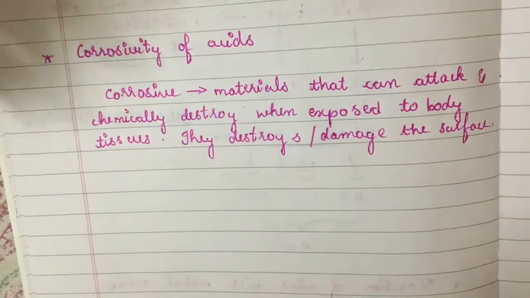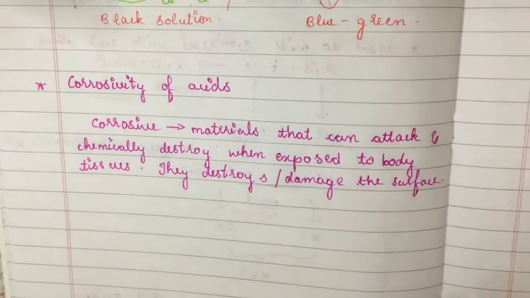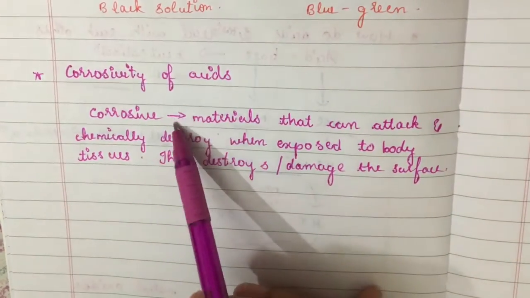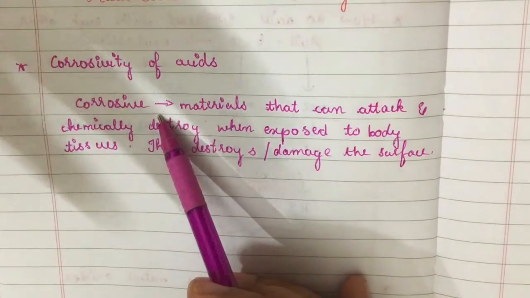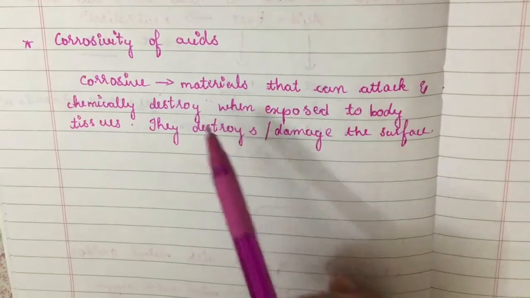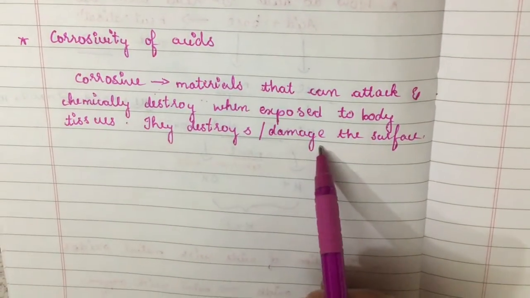Next, moving on to the next topic, the corrosivity of acids. We need to know the term corrosive. What does corrosive basically mean? Materials which are corrosive in nature are materials that can attack and chemically destroy body tissues when exposed, and they destroy or damage the surface.